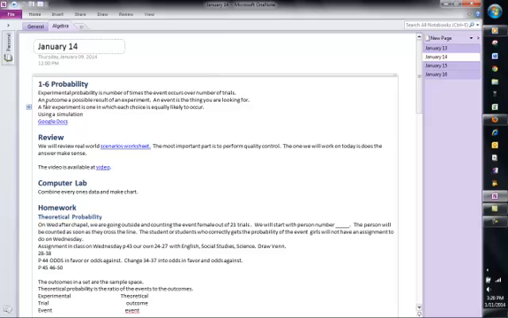Now, the other thing that we should talk about is the difference between a fair and an unfair experiment. A fair experiment is when, for instance in tossing a coin, you're equally likely to get a head as you are a tail. Or tossing a dice, you're equally likely to get a 1 as you are a 2 or a 3 or a 4.